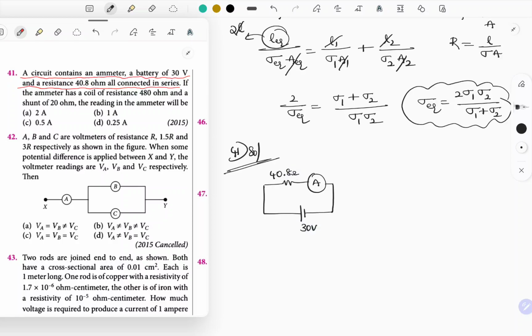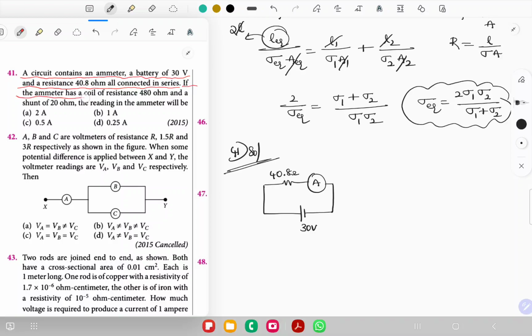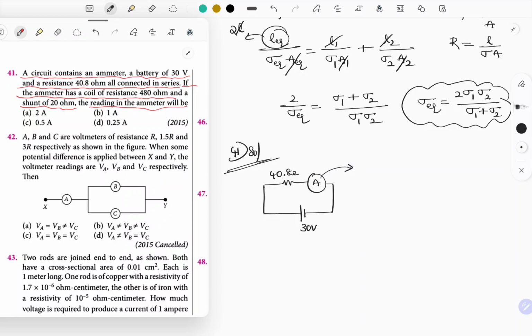Applied voltage is 30 volt. They are given additional information. If the ammeter has a coil resistance 480 ohm and a shunt of 20 ohm, find the reading of the ammeter. Okay, so for this ammeter they have given some data.